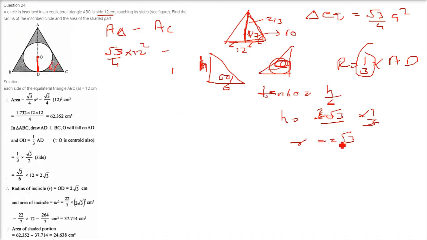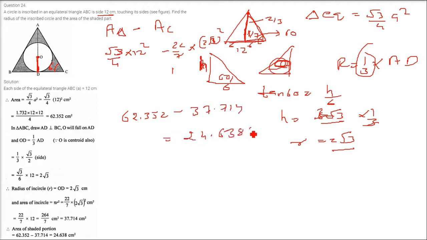Now we are ready for the circle, pi r square. R is known. So pi, 22/7, into r square, that is 2 root 3 whole square. If you compute root 3/4 into 12 square, it is going to come as 62.352. And if you compute this one, this is going to come as 37.714. Take the subtraction, you get 24.638 centimeters square. Okay, this will be your answer.